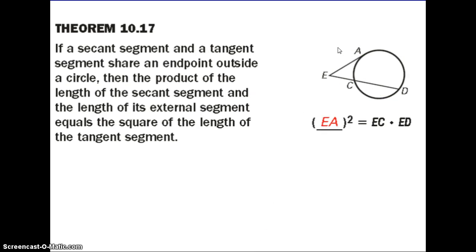Alright, this time we have a tangent. Notice it only touches the circle once, and a secant. Now before with the secant it was outside piece times the whole piece. That stays the same. However, the outside and the whole piece for a tangent is the same, so it's EA times EA, or EA squared.